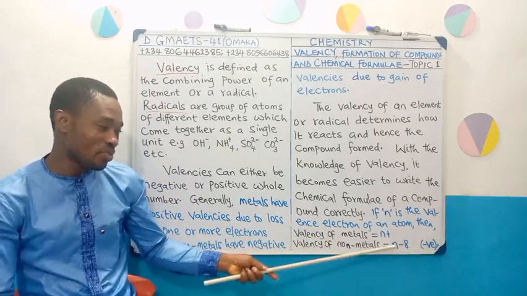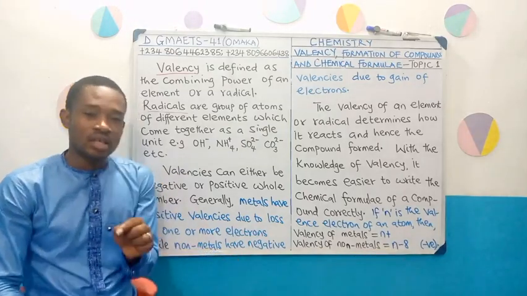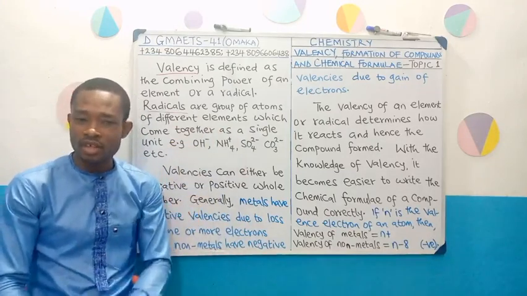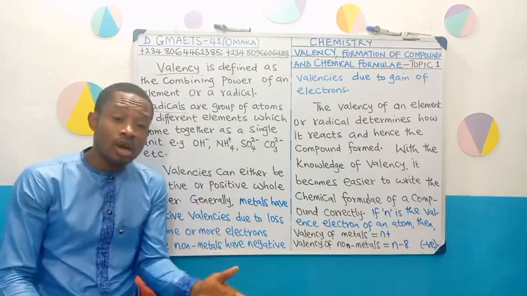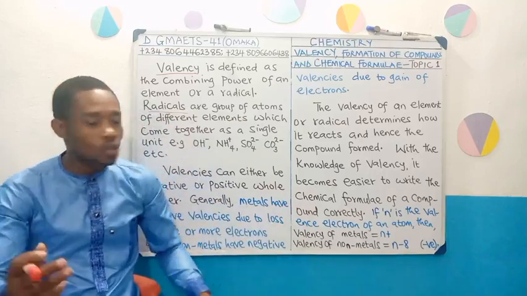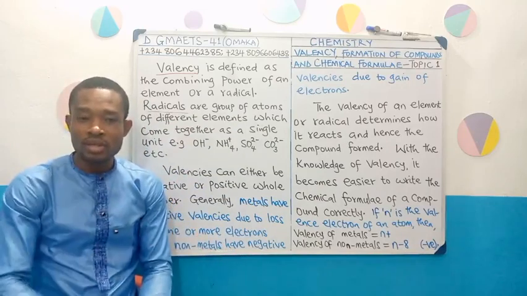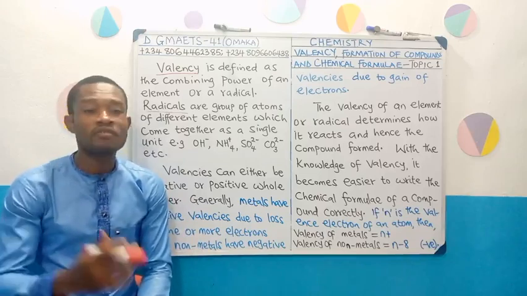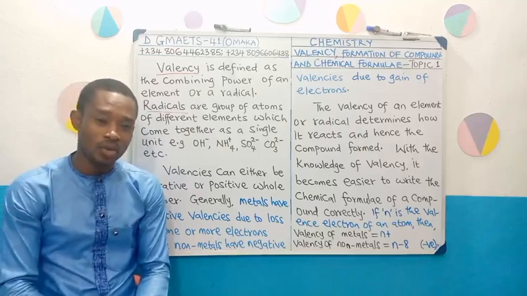What about for non-metals? You can see a very simple relationship I've given you now. For non-metals, the valency is equal to the number of electrons in the outermost shell of that non-metal minus 8. So the valency of non-metals is simply valence electron minus 8, and that will always give you a negative valency. Take for instance chlorine. The number of electrons in the outermost shell of chlorine is 7, so the valency of chlorine is going to be 7 minus 8, which will give you minus 1, right?